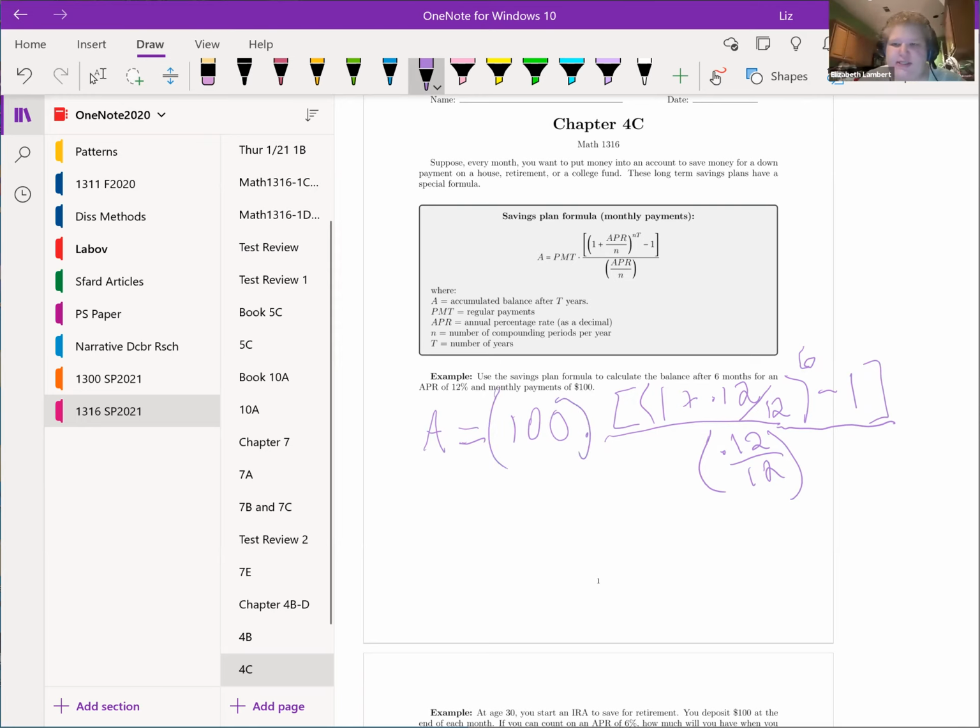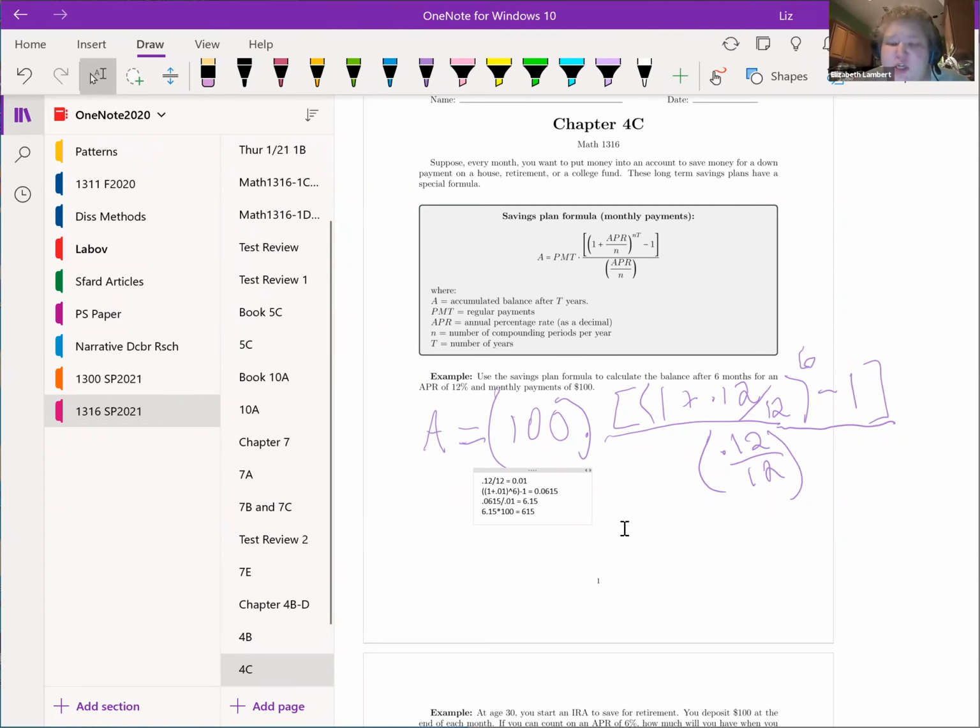All right, so 0.0615. So that's the top of our fraction. We still need to divide it by the 0.01. $6.15. And then we multiply that by 100 and we get 615, but I'll type it. So after 6 months with an APR of 12%, we will have $615. So in half a year, our $100 payments made a total of $15. Right, so like I said, Mathland.